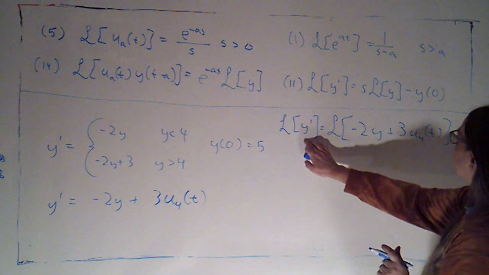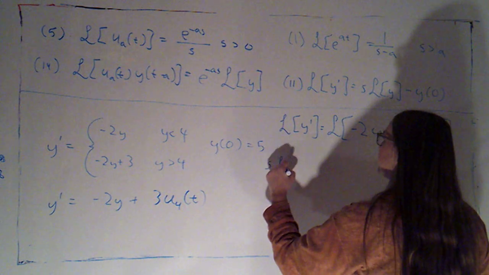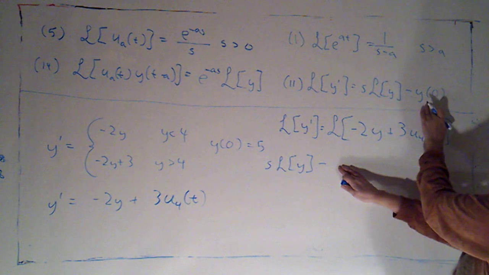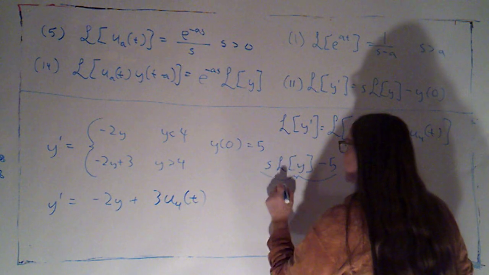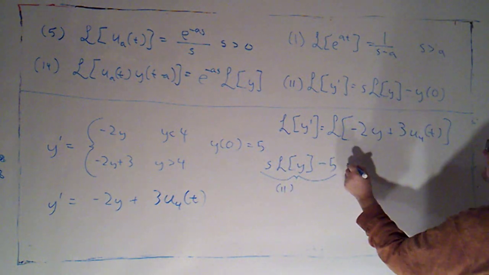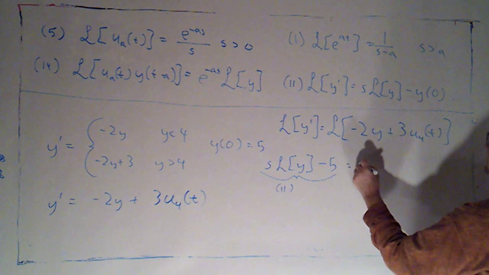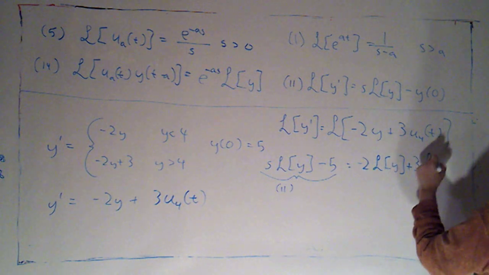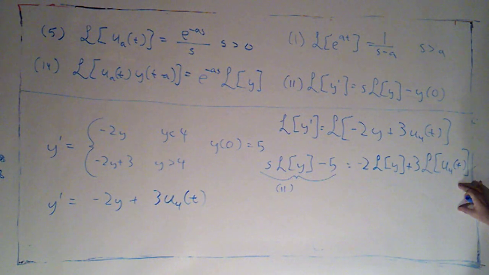Now, for the Laplace transform of y prime, I can use rule number 11. That's just going to be s copies of the Laplace transform of y minus my initial condition, and I was told that that was equal to 5. Okay. So I get this by using rule 11. And now here, I'm just going to use the fact that the Laplace transform is linear. So I'm going to break this up. I'm going to say this is negative 2 times the Laplace transform of y plus 3 times the Laplace transform of this Heaviside function. Okay. So that's just using linearity.